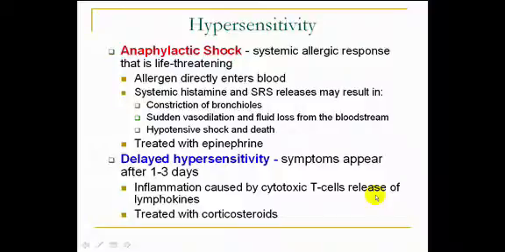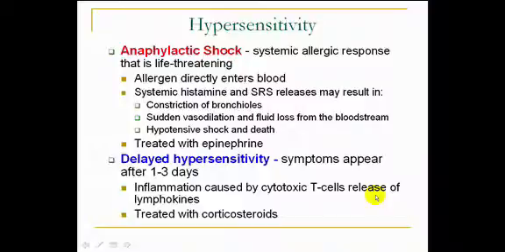So it can cause the constriction of the bronchioles, but it can also cause, if you have a dumping of histamine and SRSs all over the body, vasodilation in numerous blood vessels, and you can lose a lot of fluid from the bloodstream. Basically, you're losing blood fluid, so you're having a drop in blood pressure, and that can lead to shock and death. So it's more life-threatening. And the way we treat anaphylactic shock is with epinephrine, because epinephrine will basically open up the airways to keep you able to breathe and also cause vasoconstriction.